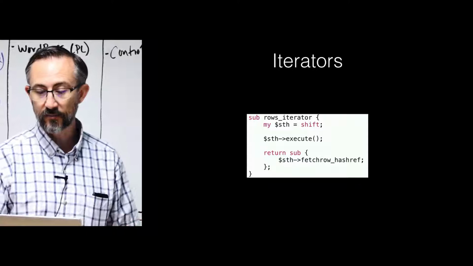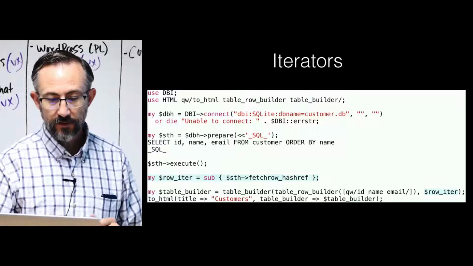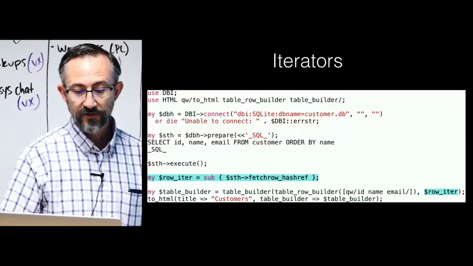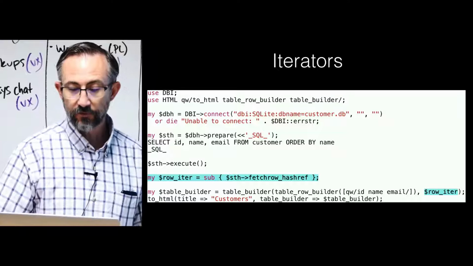So let's go back to our application. Here is our iterator. We're just creating it. It's a single line that we can use now. We will pass that in to the table builder instead of the statement handle. And so this is just a nice incremental change from what we've done before.